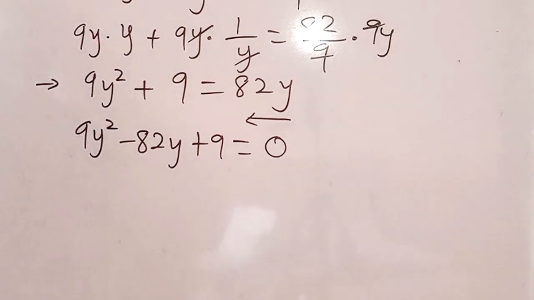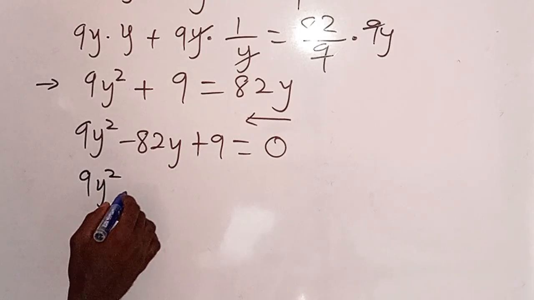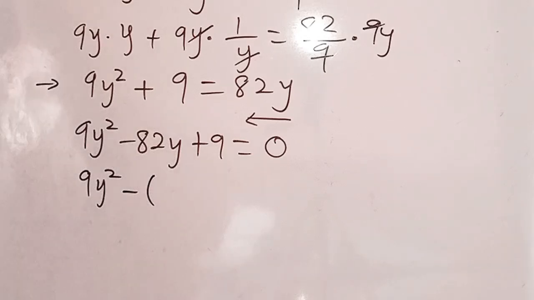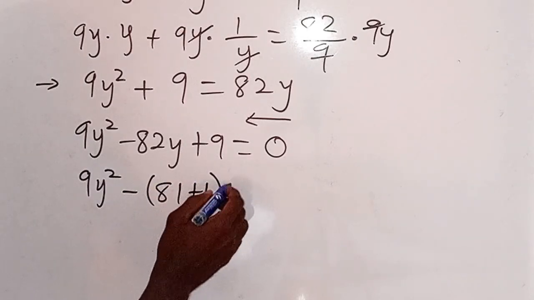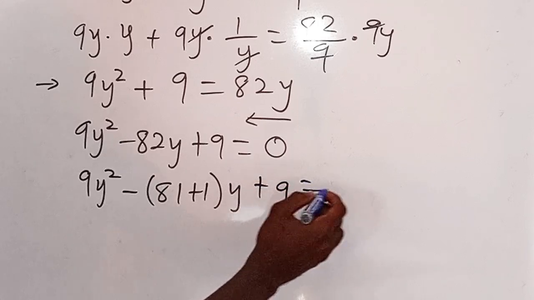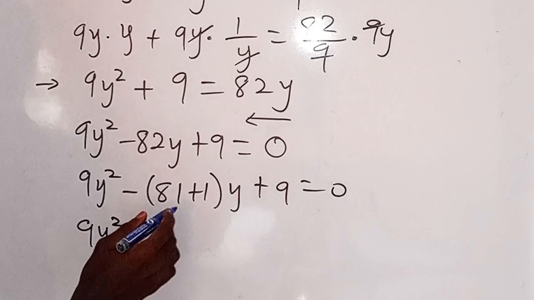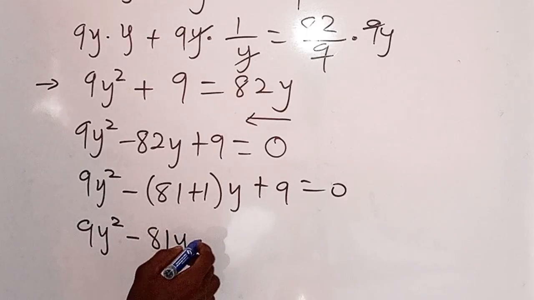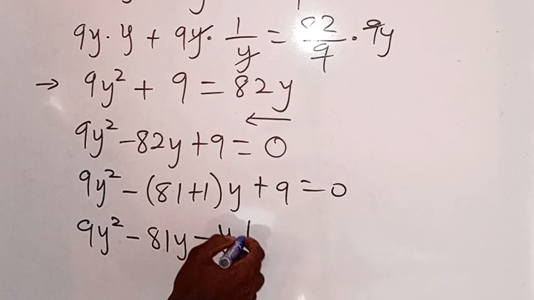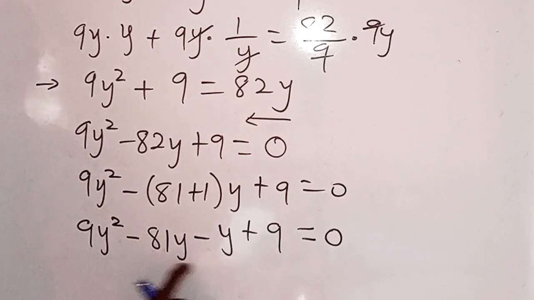So now here we can rewrite this as 9y squared. Now here we can rewrite this 82y, we can have it as 81 plus 1, 81 plus 1 times y, plus 9 equals 0. So now from here we have 9y squared minus 81y, then this is going to be minus y, then plus 9 equals 0. So when you expand this, this is what you're going to have.